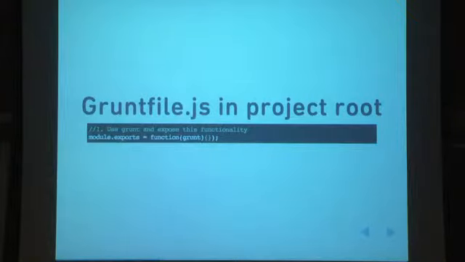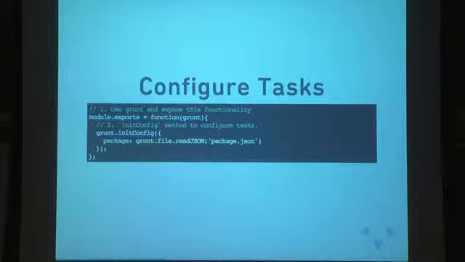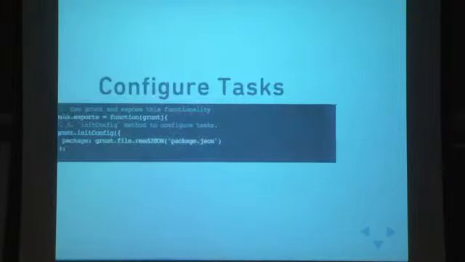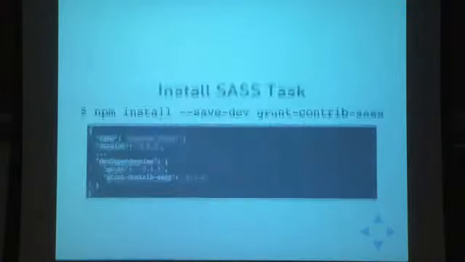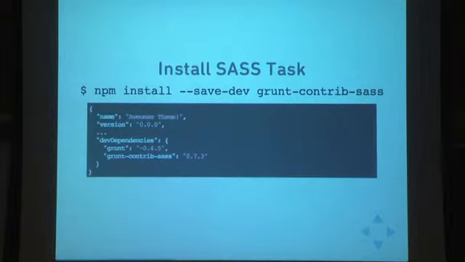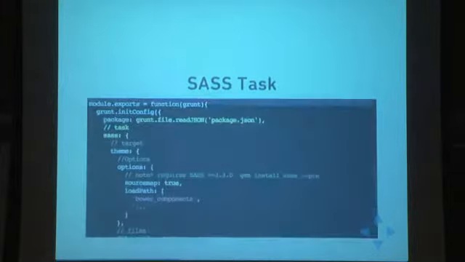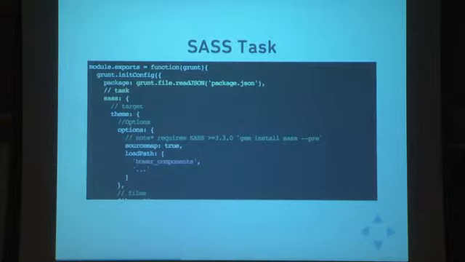And then you can go ahead and start configuring some basic tasks. This method, grunt.initConfig, is where you're going to start putting your task configuration. So for each of the tasks that you install, for example, like the Sass task, you'd go ahead and install it. You'd see that it would add it to your package.json as a dependency.